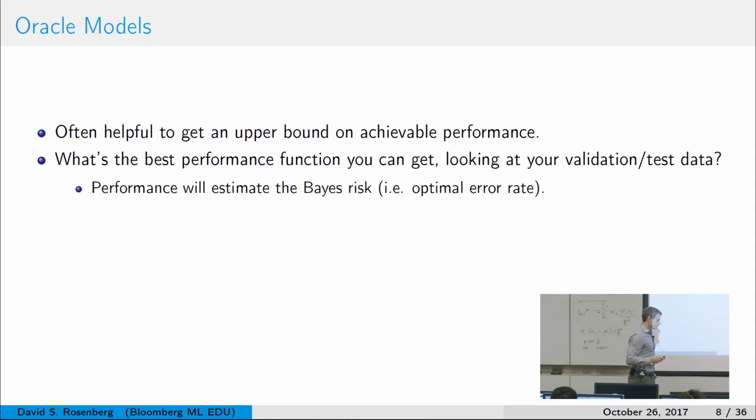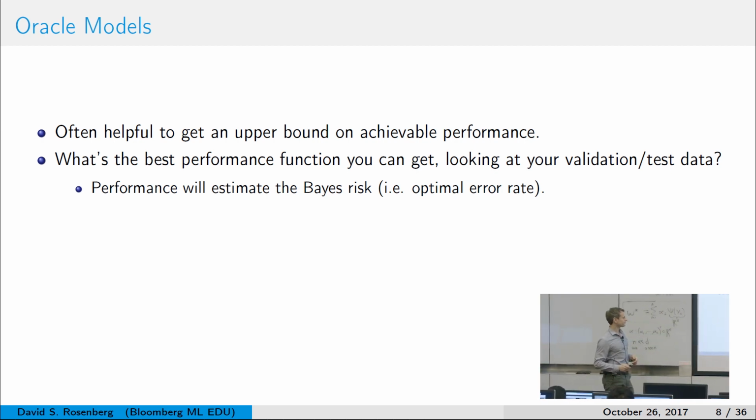So what we're going for here, though, is an estimate of the Bayes risk. In other words, the optimal error rate achievable with any prediction function. So if you go crazy fitting your validation data, then you're getting towards an estimate of the Bayes risk if you allow yourself any type of prediction function.